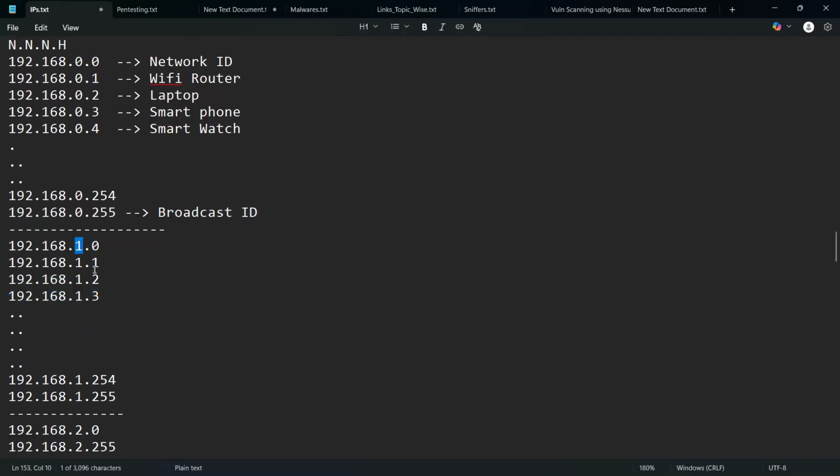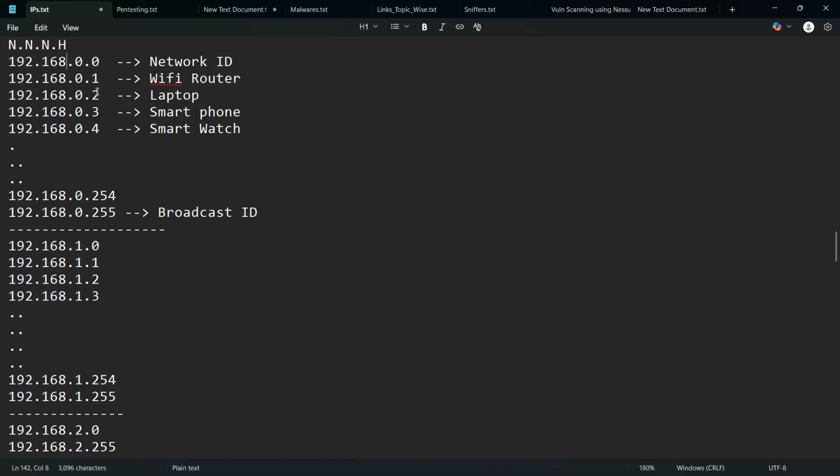Okay, so 10, 11, 12, 13, 14, 15, all of these belong to the 192.168.1 dot network. This is the first host, the second host, the third host, the fourth host in the 192.168.1 dot network. And these devices can only communicate among themselves. They cannot communicate beyond their network.